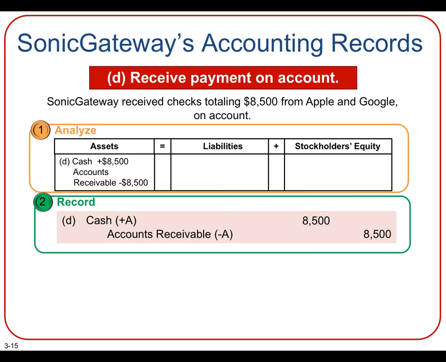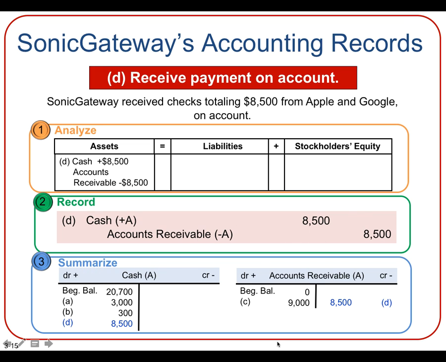So the accounting transaction looks like this. You increase your cash balance, called a debit, and you decrease your accounts receivable. A decrease on the left hand side is a credit, so you credit your accounts receivable. And if you look at the T account, accounts receivable now shows a decrease of $8,500.